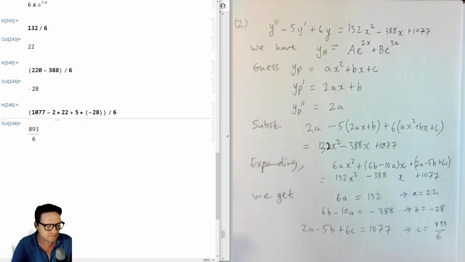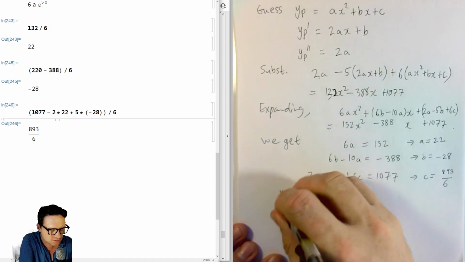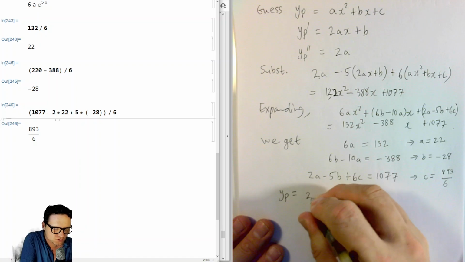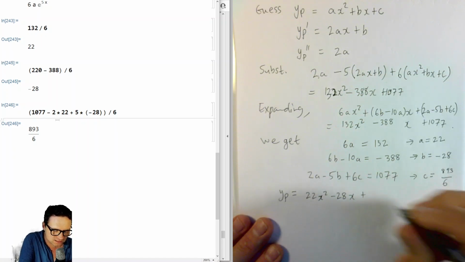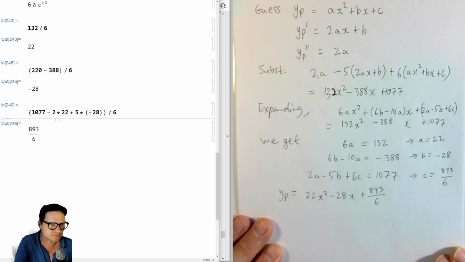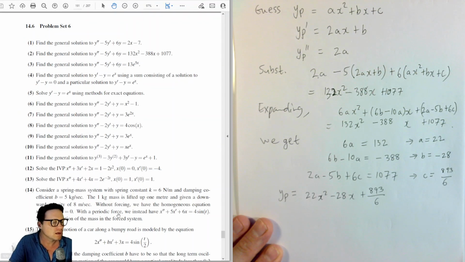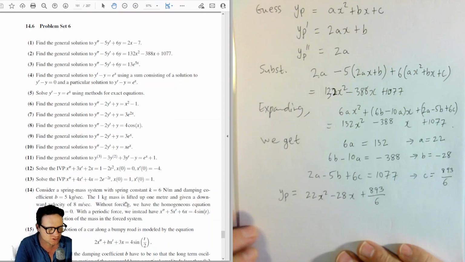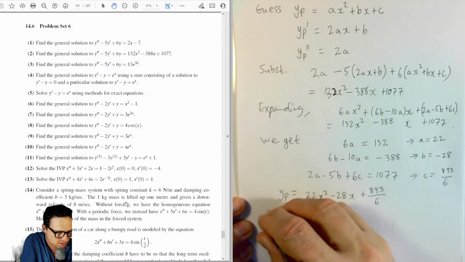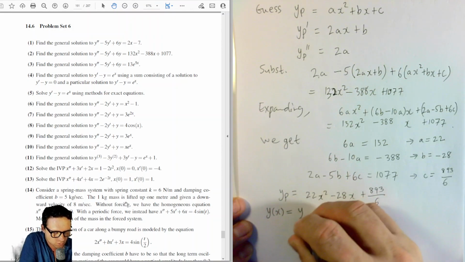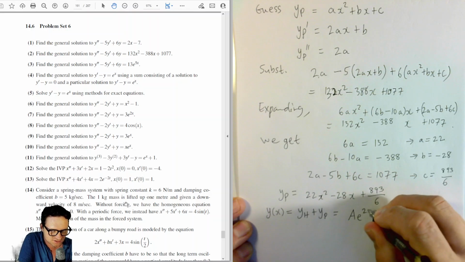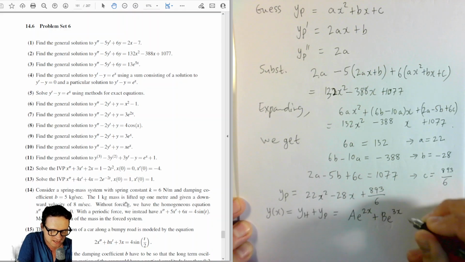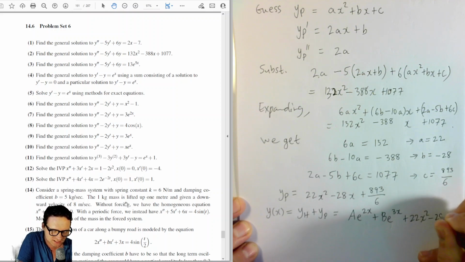All right, so putting this back together, we have now our particular solution. So yp equals 22x squared minus 28x plus 893 over 6. All right, and so now we can add to that the homogeneous solution and express our general solution to the differential equation. So y of x is equal to y homogeneous plus y particular, which is a e to the 2x plus b e to the 3x plus 22x squared minus 28x plus 893 over 6.